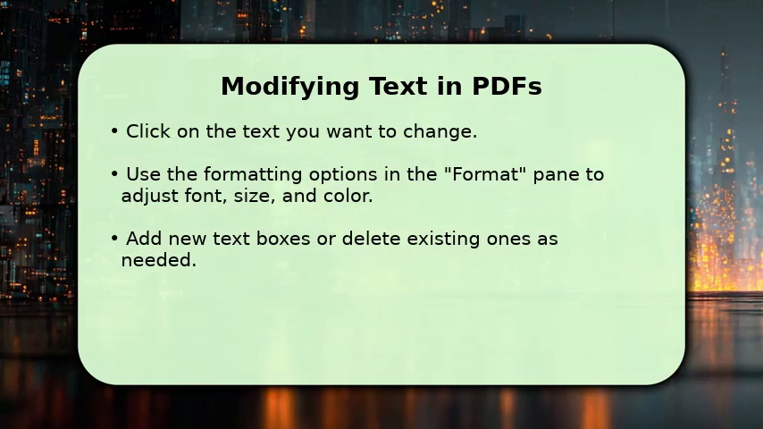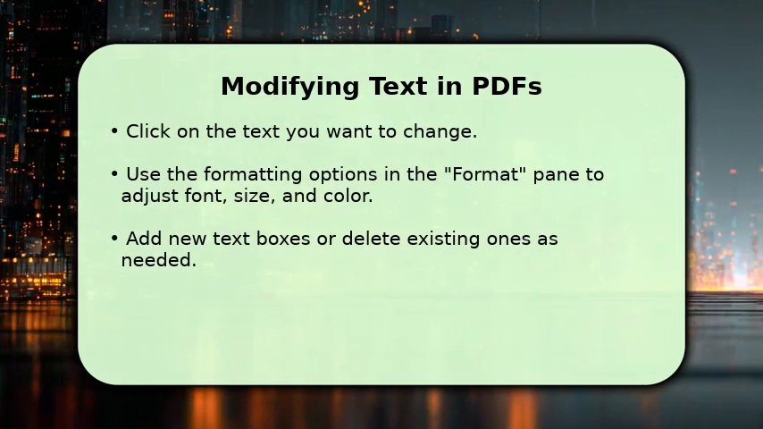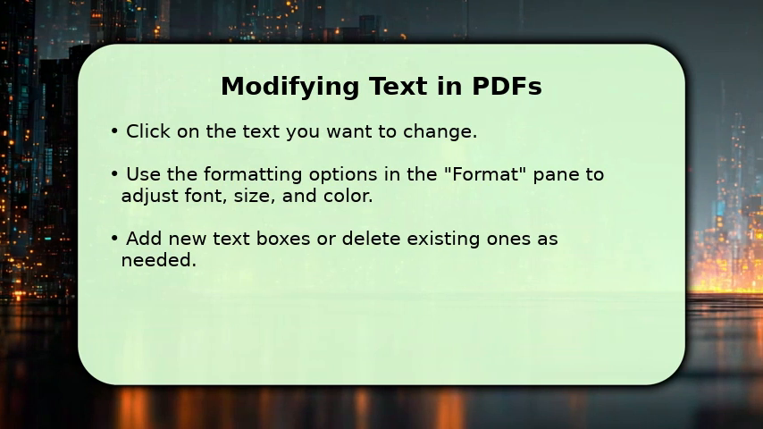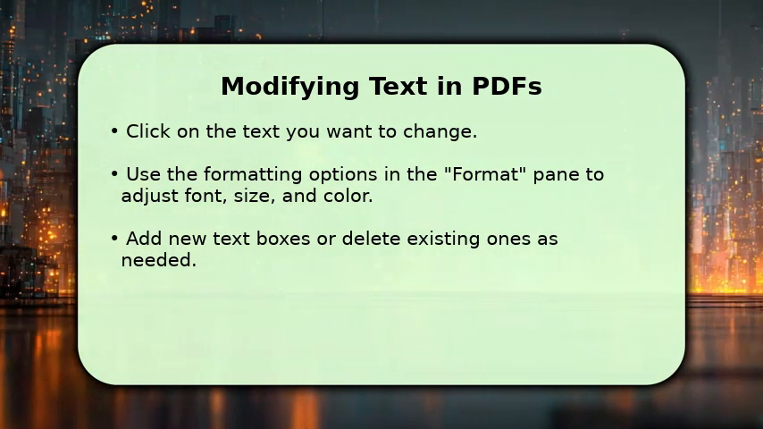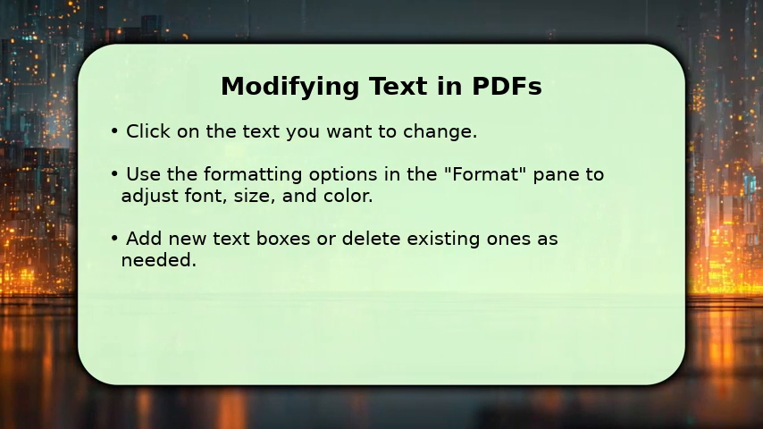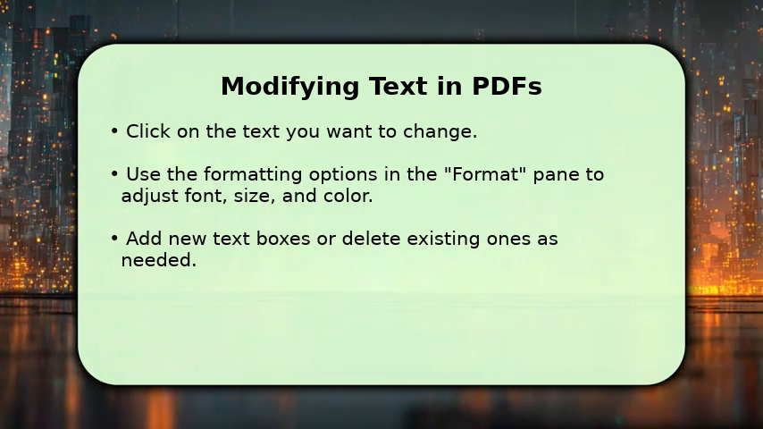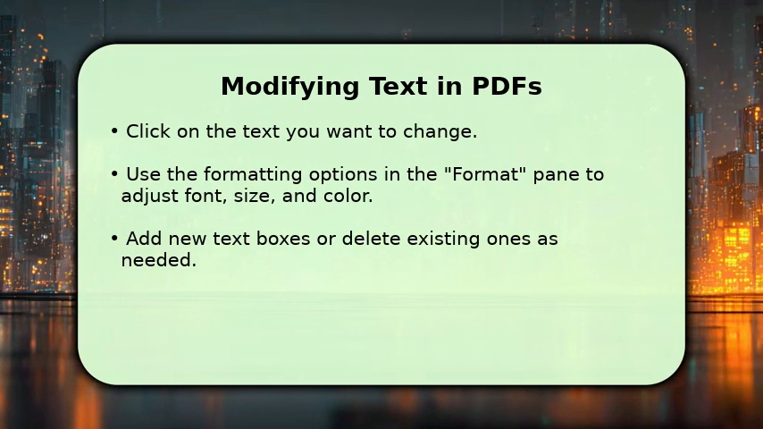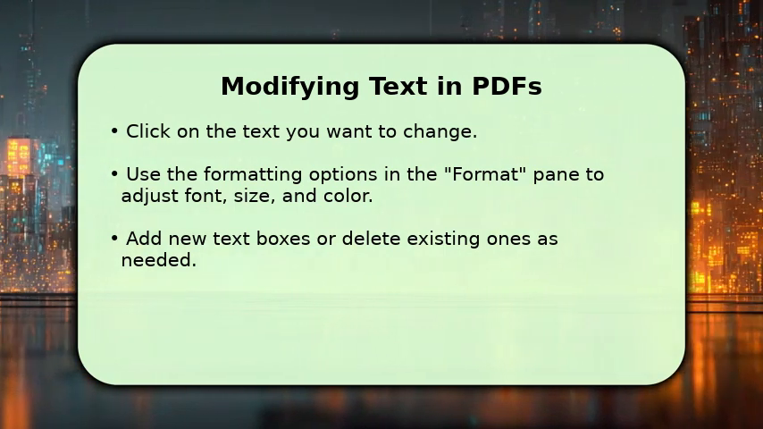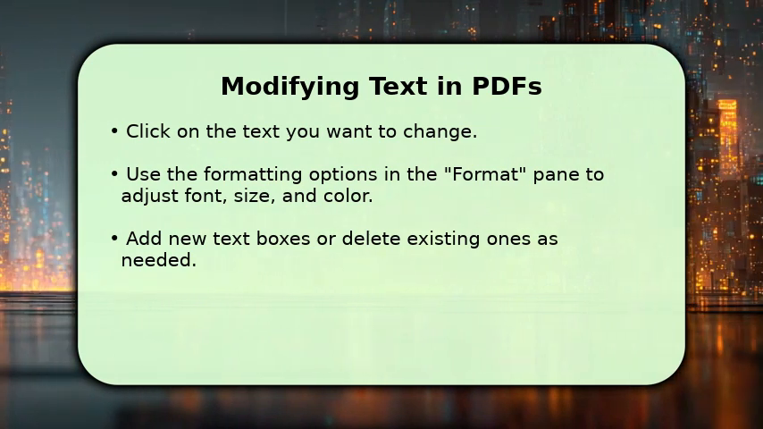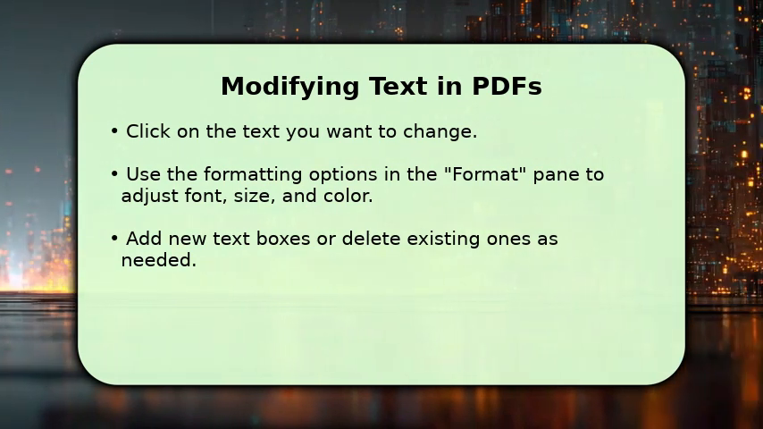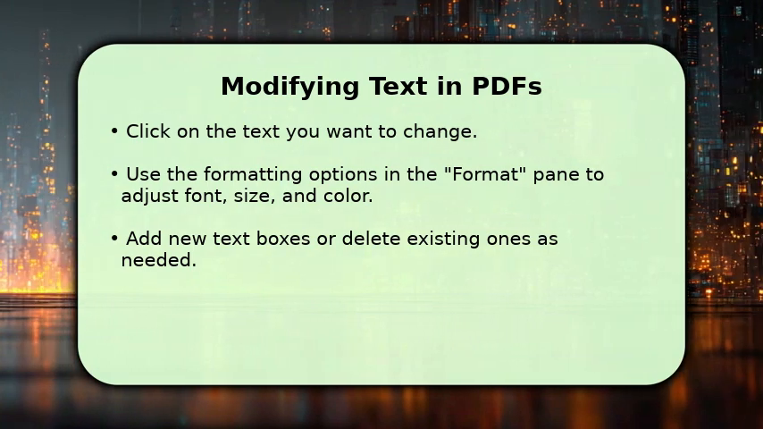Once in editing mode, modifying text is quite simple. Just click directly on the text you want to change. A bounding box will appear, allowing you to type new content or delete existing words. Look to the Format pane on the right. Here you'll find options to adjust the font style, size, and color. You can also add entirely new text boxes or remove any that are no longer needed, giving you complete control over your document's written content.